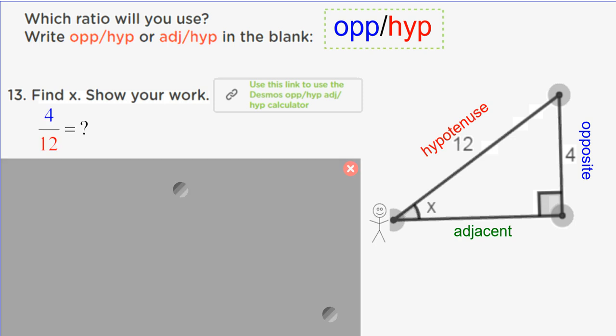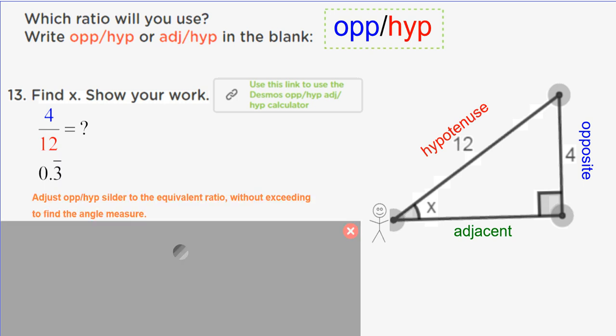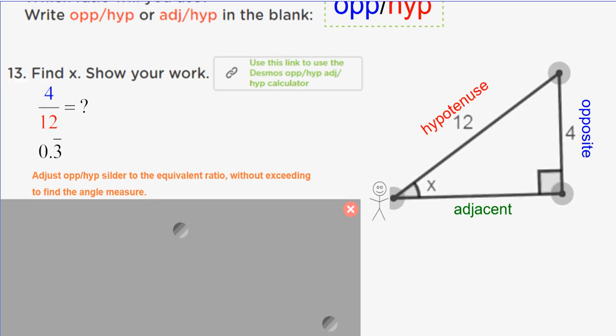At this point, we'd say, typically, what angle measurement do I have here so I can set my slider or do my proportion? However, that is the unknown. So what do we know? Well, we have this ratio here of 4/12. I can find its decimal equivalent and use that to find the angle. So when we take 4 and divide it by 12, we get 0.3 repeating. So I want to adjust my opposite over hypotenuse slider to try to meet that ratio without exceeding it.